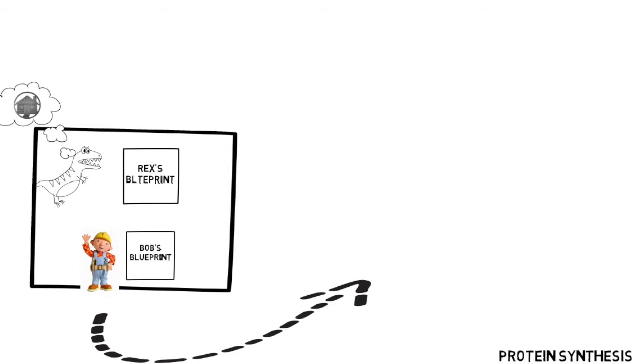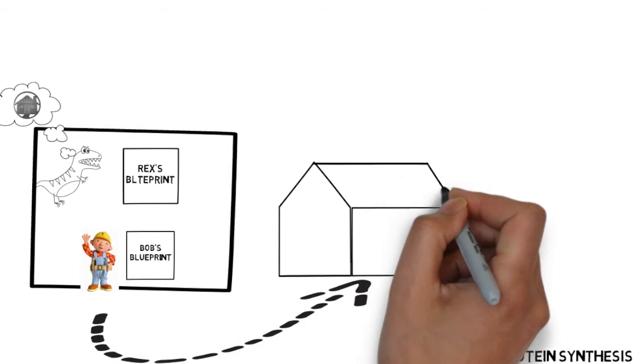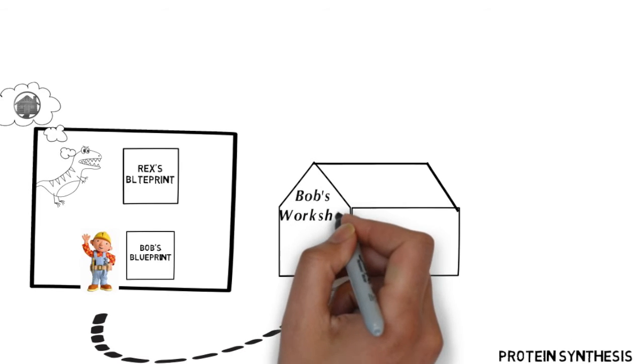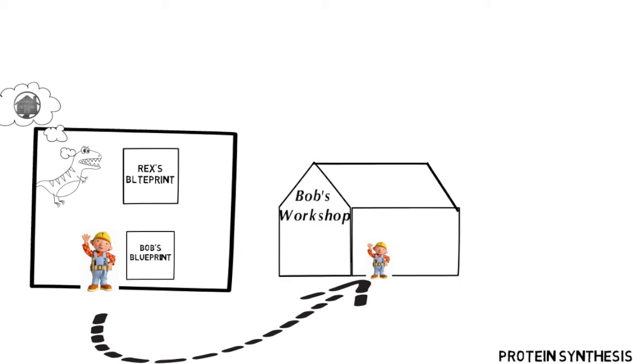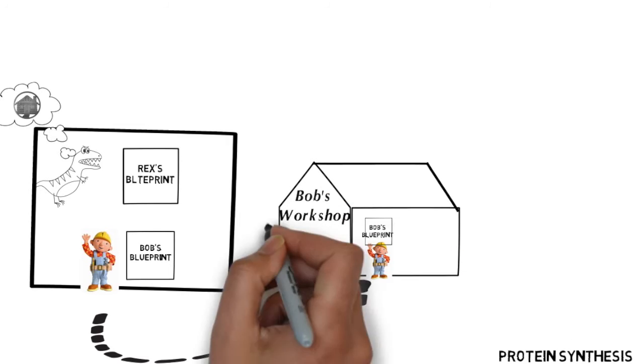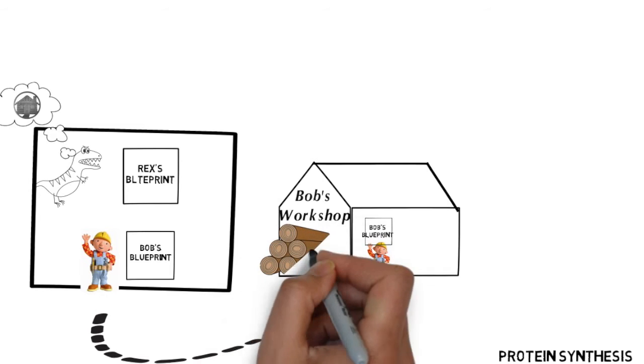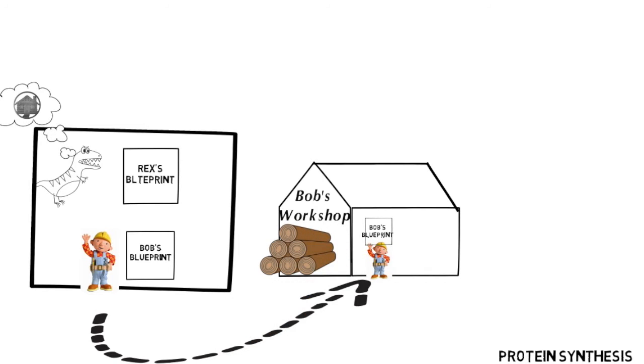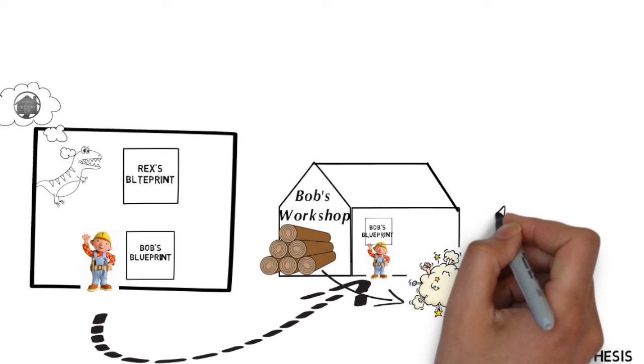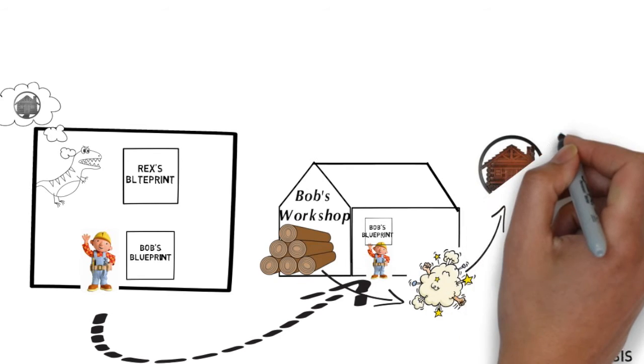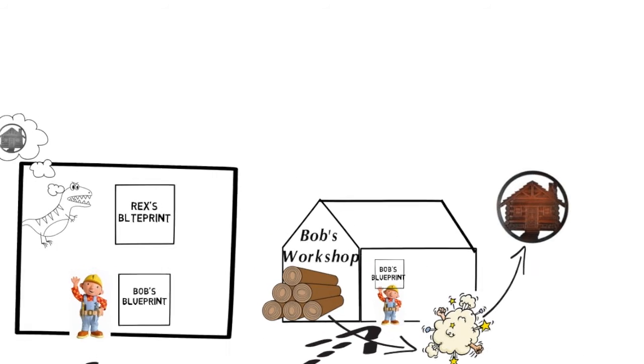Once he has his blueprint, he's going to leave Rex's house and he's going to go to his workshop. And at his workshop, he's going to have the copy of the instructions for the house. He's going to gather the materials. Now, if you're going to build a log cabin, you need some logs. Then you follow the instructions and assemble the logs into a real life house or log cabin.